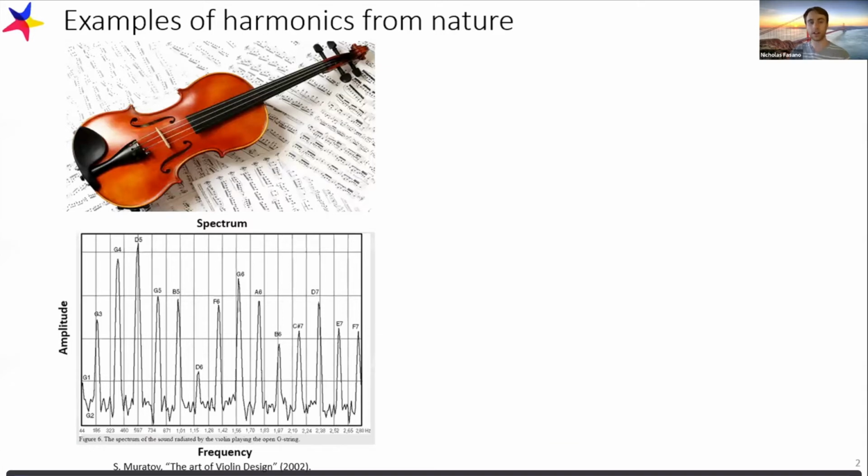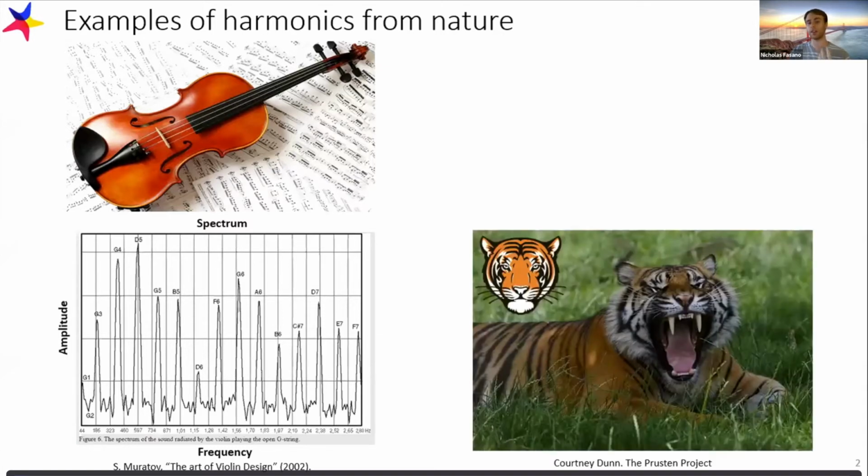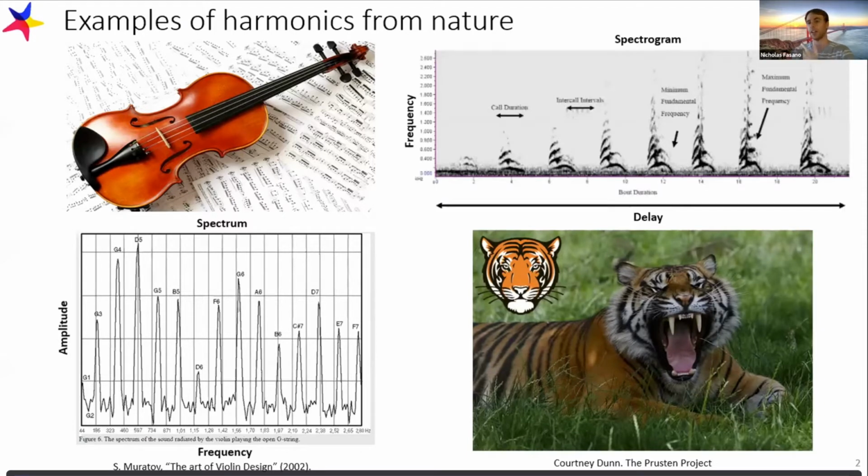Another example from wildlife is found in a tiger's roar. If you were to record a tiger's roar and analyze it in the frequency domain, what you will find is again a harmonic-like spectrum. Here I show a spectrogram of the harmonics of the tiger's roar, where frequency is plotted along the vertical axis and delay, effectively the time of the tiger's roar, is plotted on the horizontal axis. These black spots are indicative of the frequency generation, where you see the harmonics.